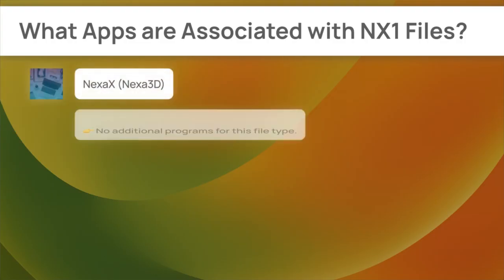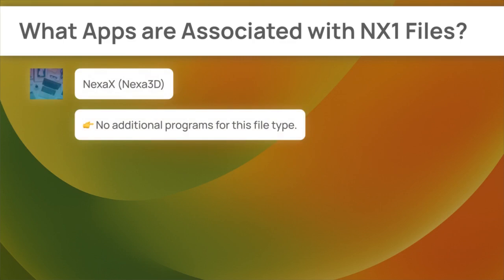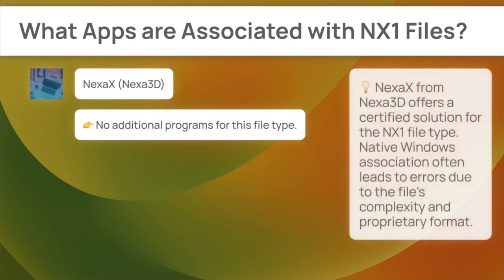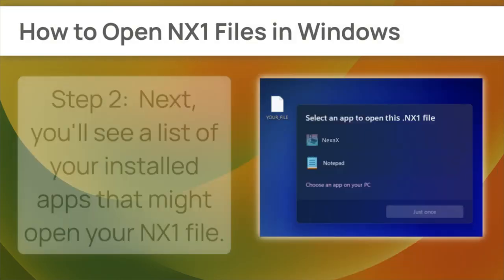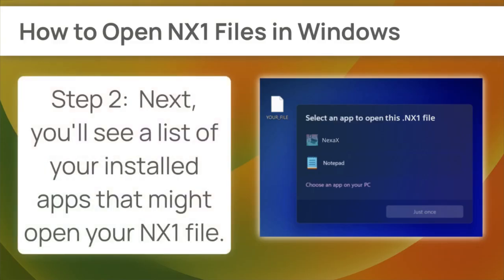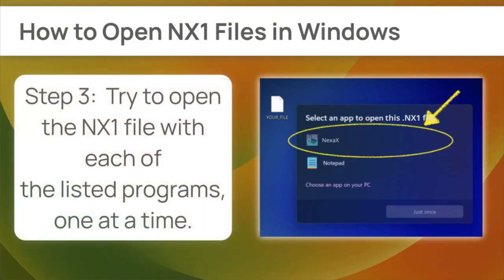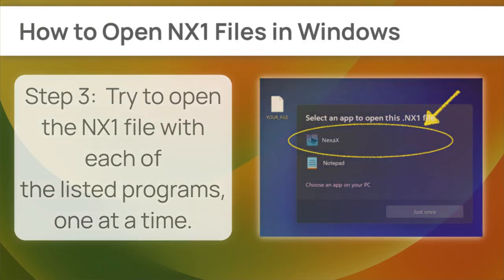Essential file access for NX1 relies upon the utility NexaX from Nexa3D. Full rendering of all file components is dependent on dedicated proprietary software. Windows doesn't display full design details, so reviewing these files properly requires CAD-capable software. Begin the search for the specific application handler: right-click the NX1 file and choose Open With. Use NexaX first. If it's absent, select another program. This test sequence is essential.